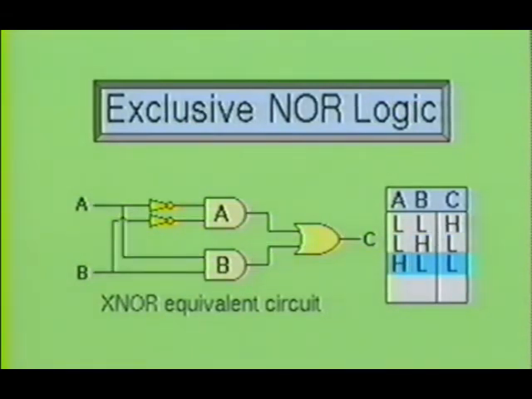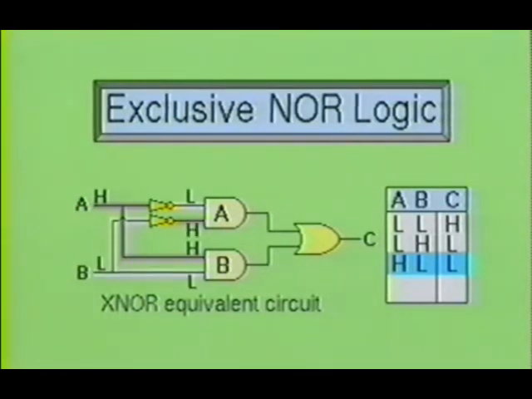Now let's examine the condition of a high at input A and a low at input B. According to our truth table, the output will be a low. When input A is made high, it feeds a high into one half of gate B and a high into the inverter circuit at gate A. The inverter changes the signal into a low and feeds it into gate A.